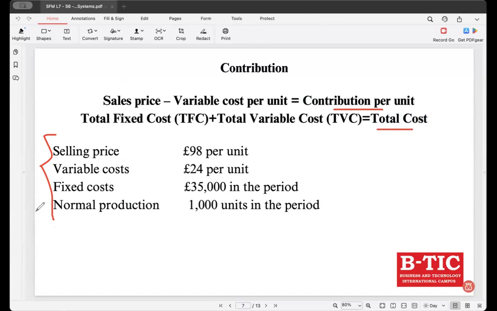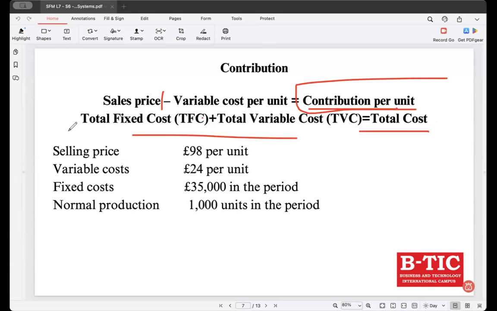Let's read the question. First, let's go through the formula. The formula says contribution per unit equals sales price minus variable cost per unit. And again, for sales price, you have to take per unit, not the total sales price. It should be sales price per unit because you're finding the contribution per unit, per one product, right? And then you have total cost. I think we've come across this formula before, which is total cost equals TFC, total fixed cost, plus total variable cost.